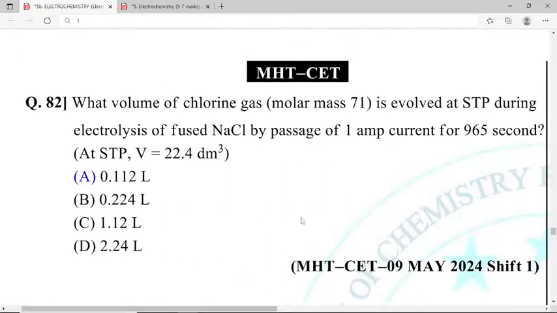What volume of the chlorine gas is evolved at STP during electrolysis, current given 1 ampere, time in seconds, volume 22.4. Same question repeated. 2024.